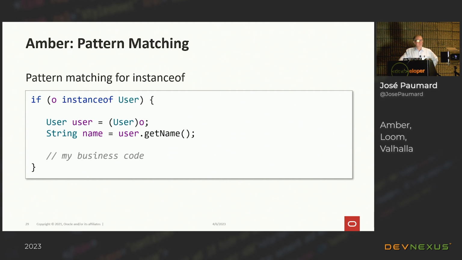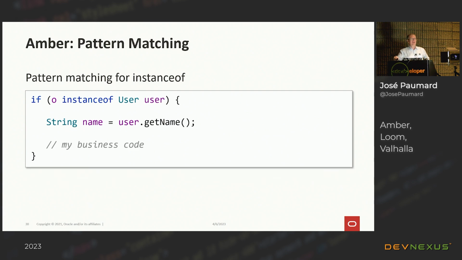Yes, I know that this O is in fact a user, but you need to tell me again because I like to be told things twice. That's the old way of writing it. Now with pattern matching, for instance, we can write this kind of code in that way.